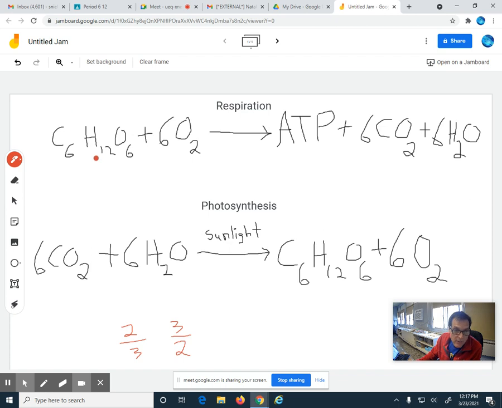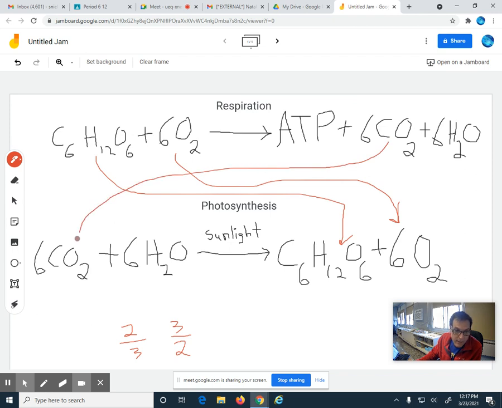I need glucose in respiration. It's a reactant. Here it's a product. I need oxygen in respiration. It's a reactant. Here it's a product. I have carbon dioxide as a product of respiration. It's a waste product. I need that as a reactant in photosynthesis. And water is a product of respiration. I need that for photosynthesis. Same exact thing. The only difference is where we write energy.